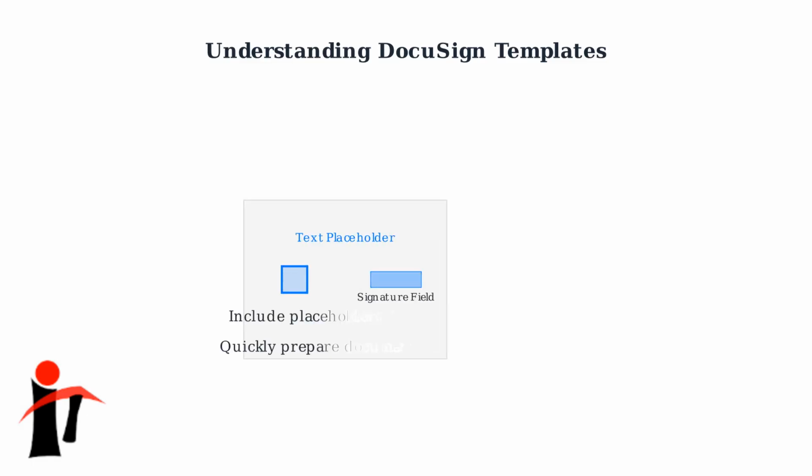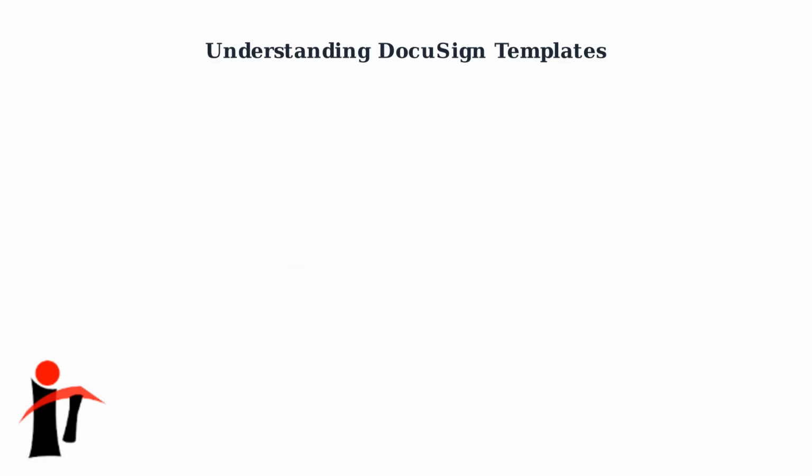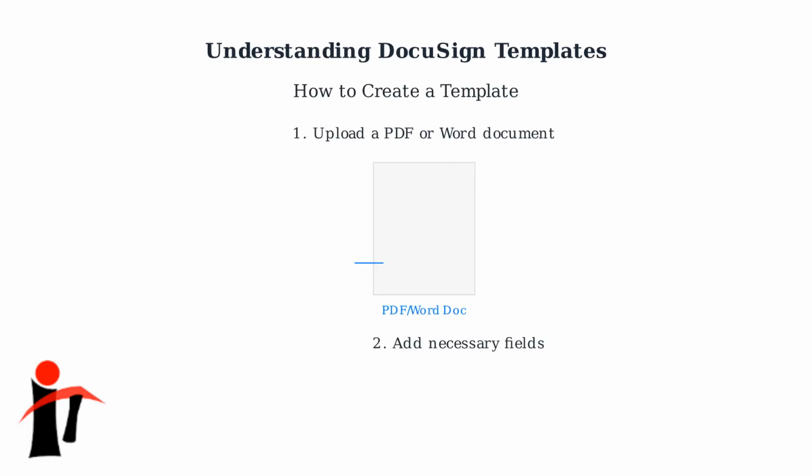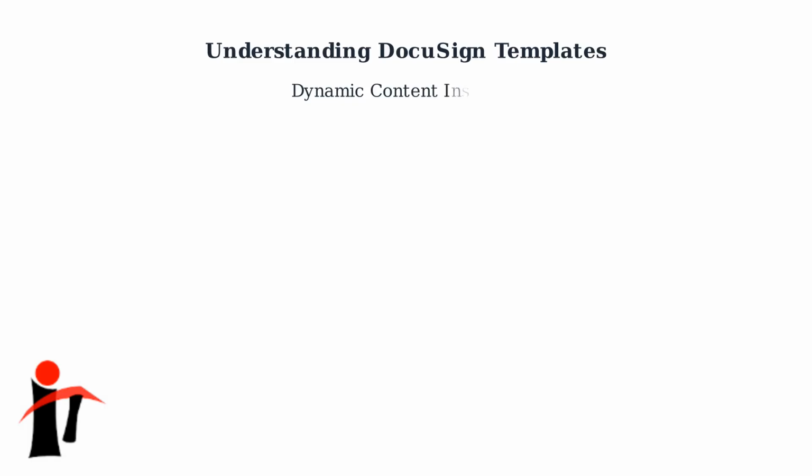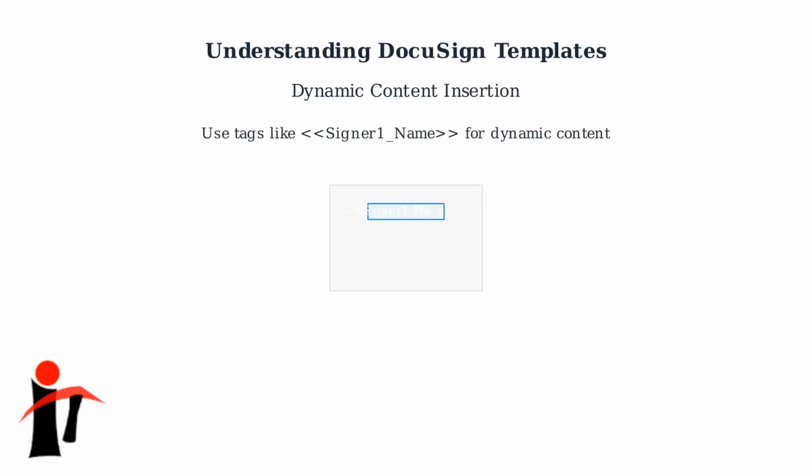Templates are reusable document frameworks that save you time. You can create custom templates from scratch or modify pre-built ones. Templates include placeholders for text, images, and interactive fields, allowing you to quickly prepare documents for multiple recipients. To create a template, upload a PDF or Word doc, add the necessary fields, and save it as a template. Use tags like signer1name for dynamic content insertion.